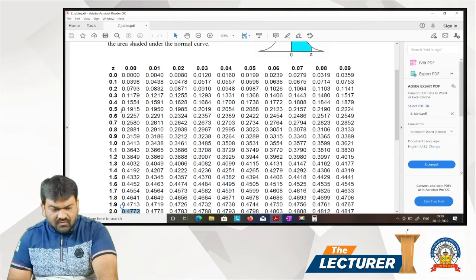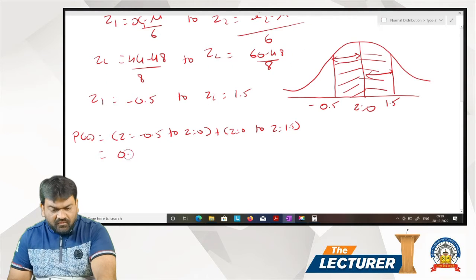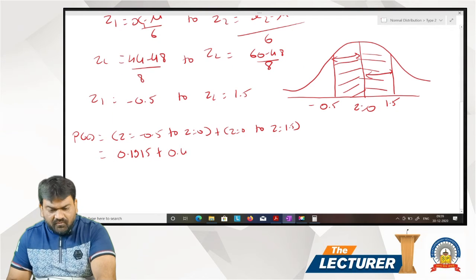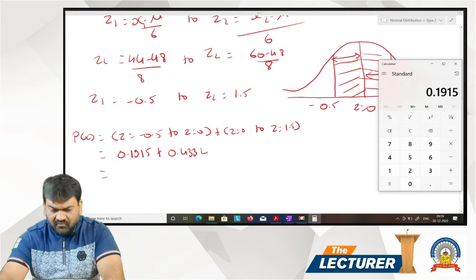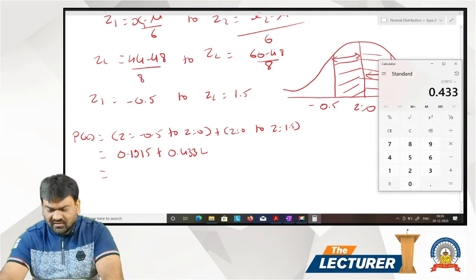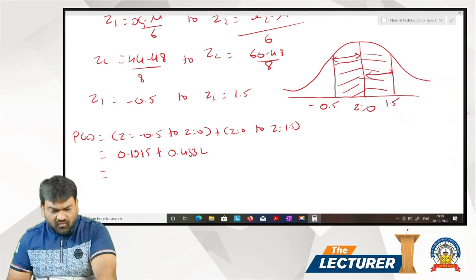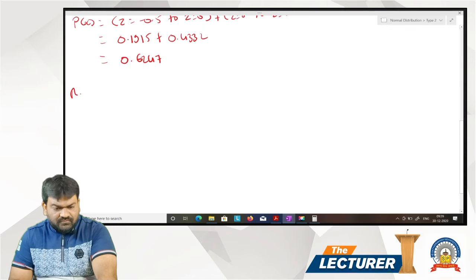0.5, 0.1915. 1.5, 0.4332. Total of these two: 0.1915 plus 0.4332, that is 0.6247. We have to find out the number of students.